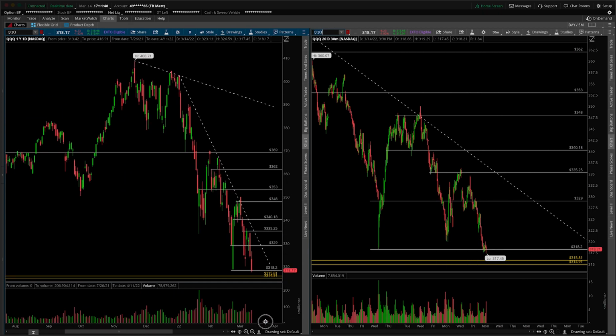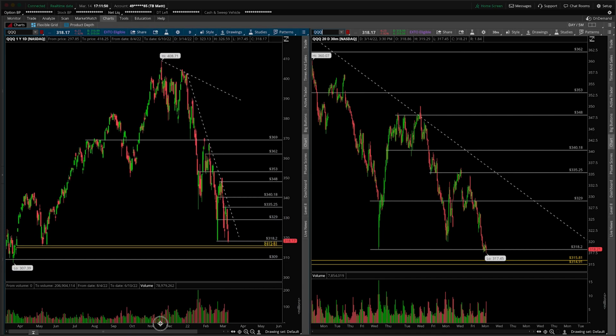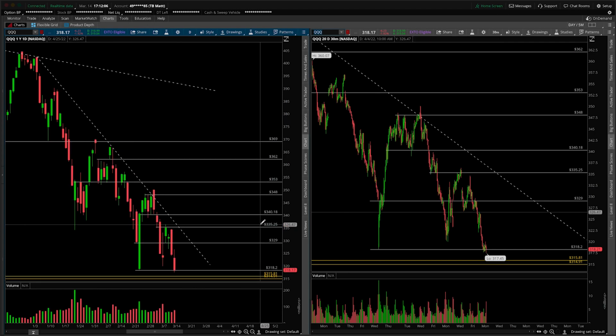If they break, we know that the first target underneath, if we get this to scrunch up enough, is this little gap and also support from in here. That's roughly 315.80 down to 314.80. It's a dollar wide. You're not trading for that range. It's just going to act as a target. So that's the first downside. And then anything underneath that, we're looking at 309. Okay, so that's your QQQ in a nutshell to the downside.